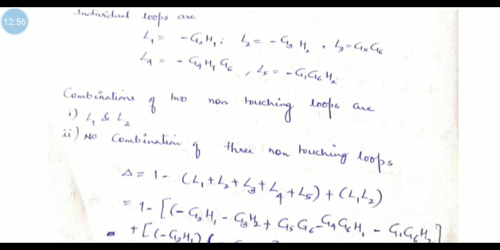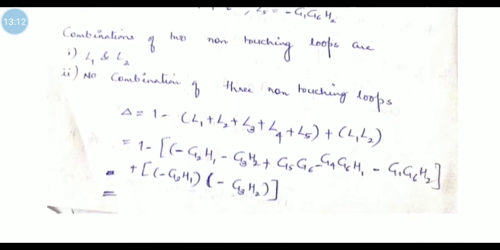So then, three non-touching loops. There is no combination of three non-touching loops. So delta will be equal to 1 minus (L1 plus L2 plus L3 plus L4 plus L5) plus L1 L2. Which will come as 1 minus G2 H1 minus G3 H2 plus G5 G6 minus G4 G6 H1 minus G1 G6 H2, plus minus G2 H1 into minus G3 H2.